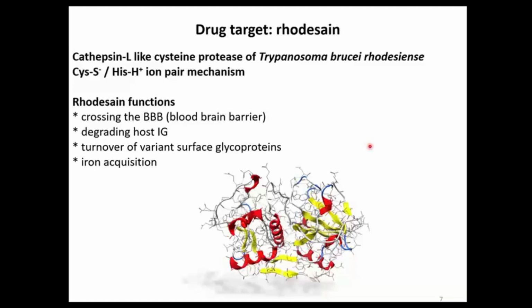So Rhodesain is involved in helping the parasite crossing the blood-brain barrier. It degrades host immunoglobulins. It is involved in the turnover of variant surface glycoproteins of the parasite, and it is involved in the ion acquisition of the parasite. So these properties make it a validated target for drug design.